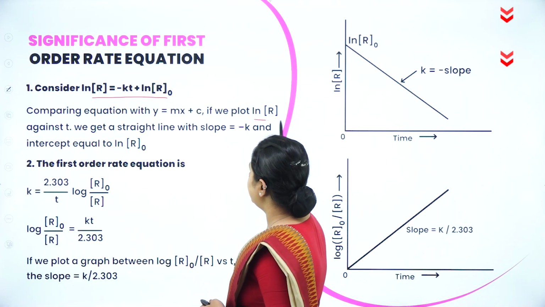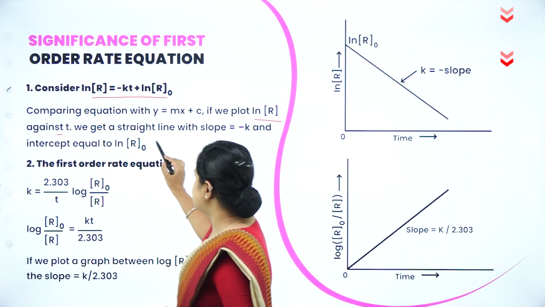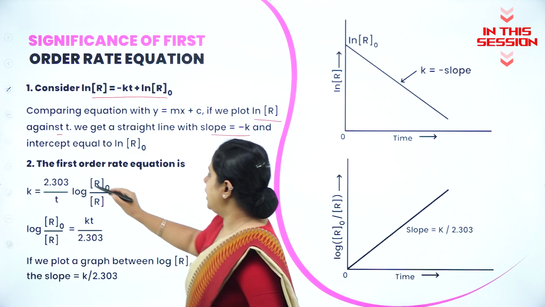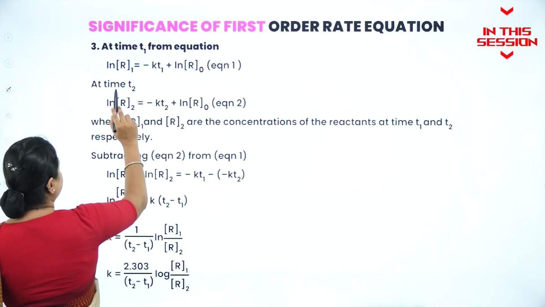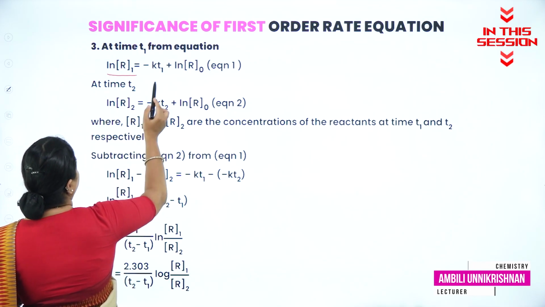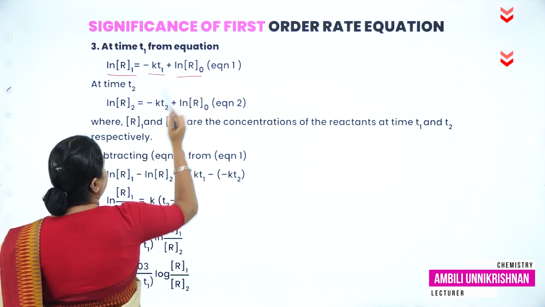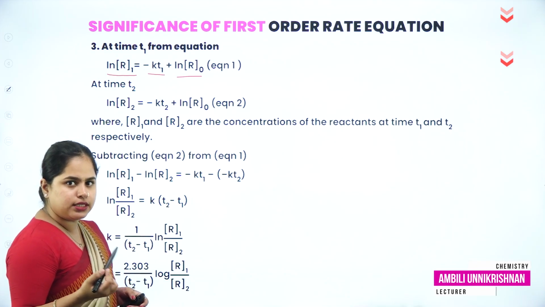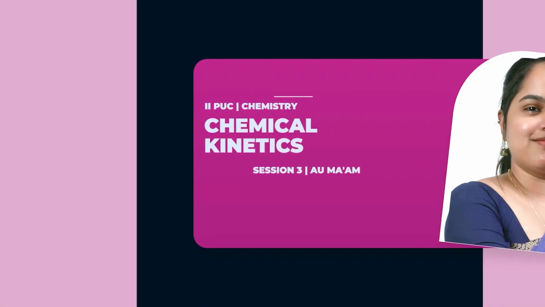If we plot ln r against t, we get a straight line with slope minus k and intercept equal to ln r0. For the time t1, ln r1 will be equal to minus k t1 plus ln r0. R0 will not change, right? It is the initial concentration.